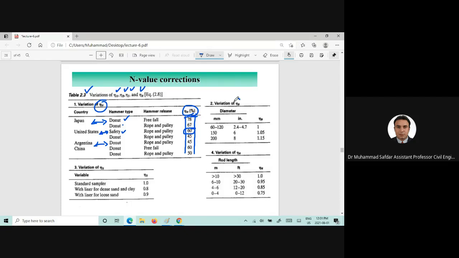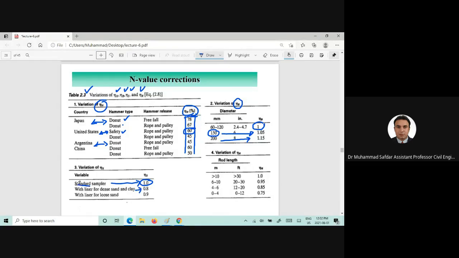Now for the borehole diameter, if it's in the range of 60 to 120 millimeter, then you don't need to apply any correction. But if you are increasing the borehole diameter, then different types of corrections need to be applied to that N value. Now if standard samplers are used, then no need to apply any correction, one would be okay. But for dense sands and clays, liners are used.